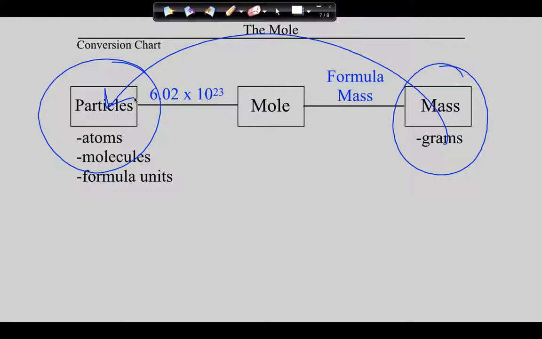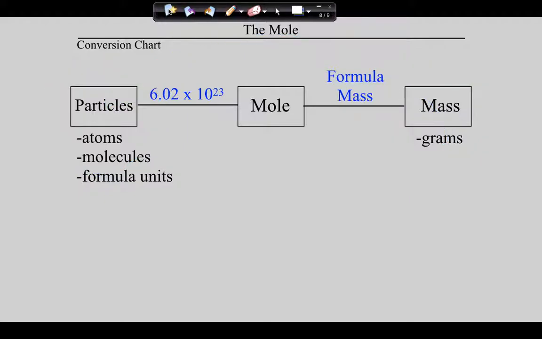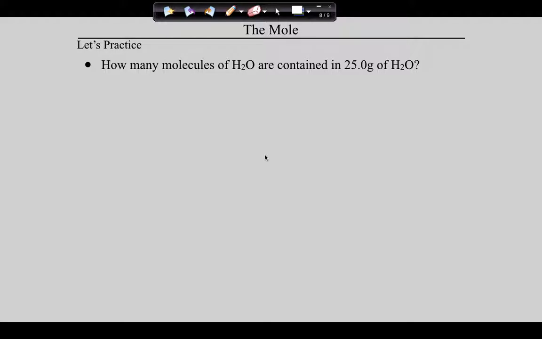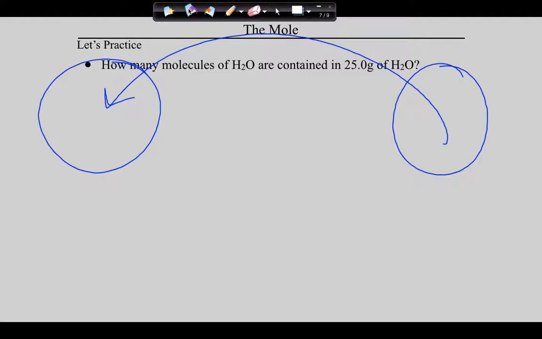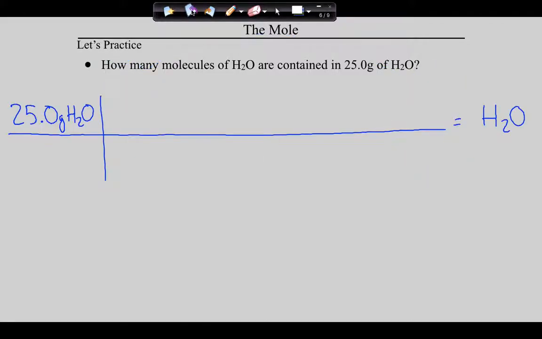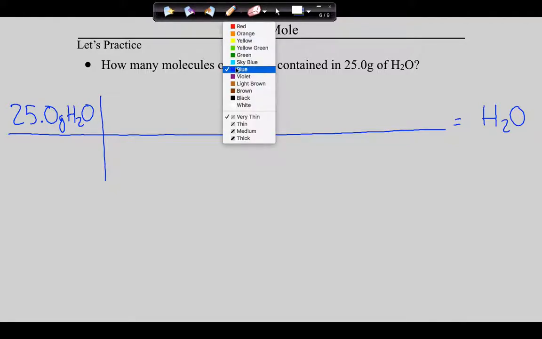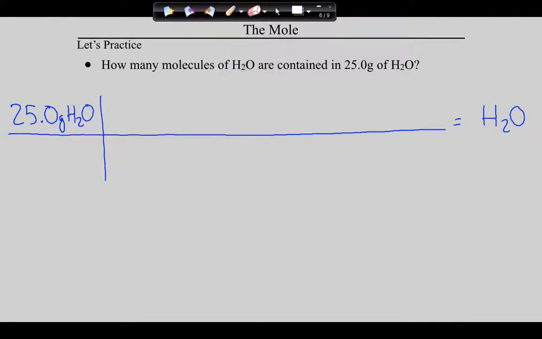So our process is going to be mass to moles and moles to particles. Mass to moles is going to be the formula mass. Then moles to particles is going to be Avogadro's number. So this is going to take 2 steps. Ready? Let's do it together. So guys, what's our conversion from mass to moles? Formula mass. Guys, watch. Ready? What is the mass of hydrogen?